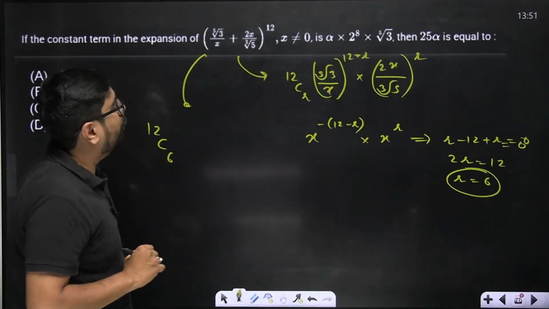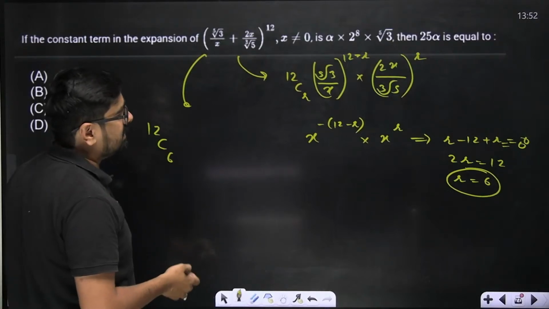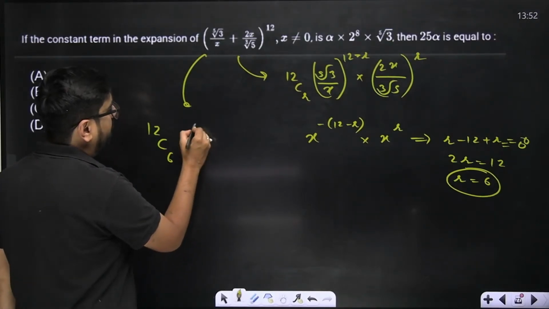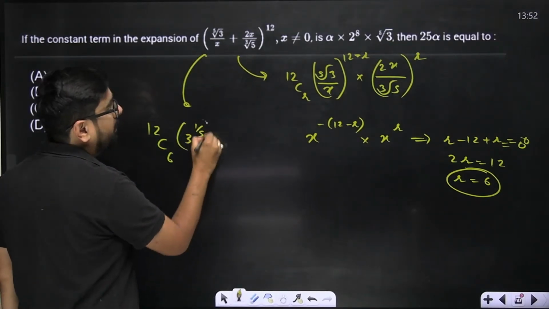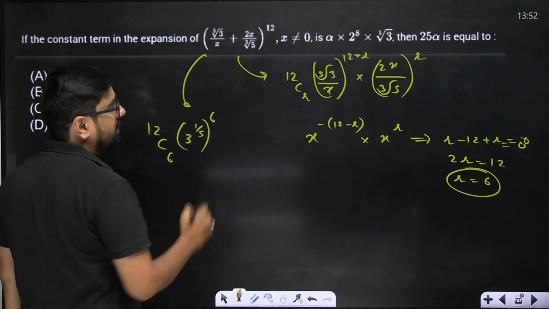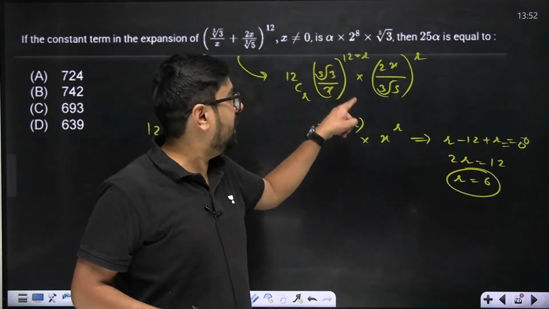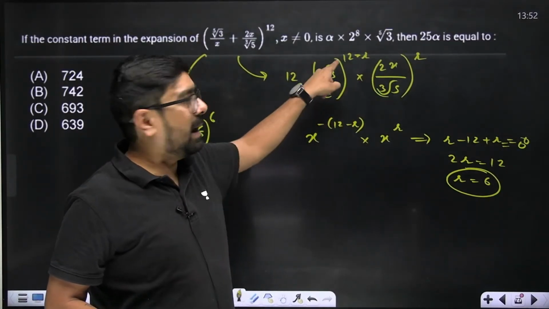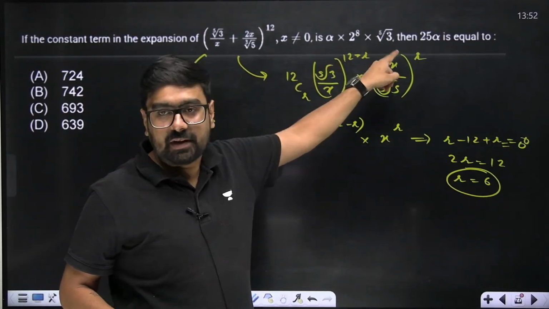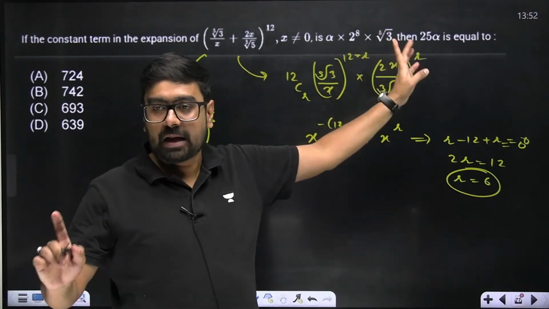12C6 we have to open. 12C6, now 3 to the power 1 by 5, to the power 12 minus 6, that is 6. Right? x to the power minus 6 will come over here, and x to the power 6 will come over here. You can see minus 6 plus 6 becoming 0.